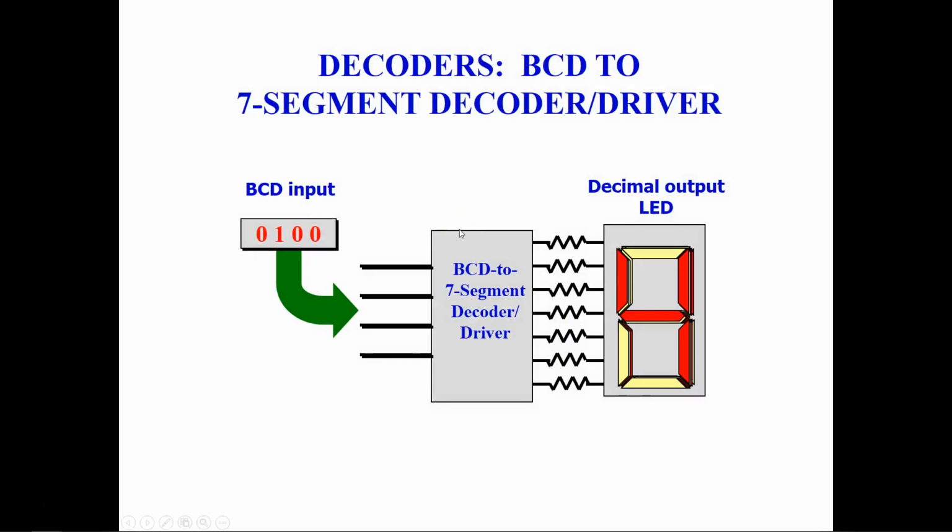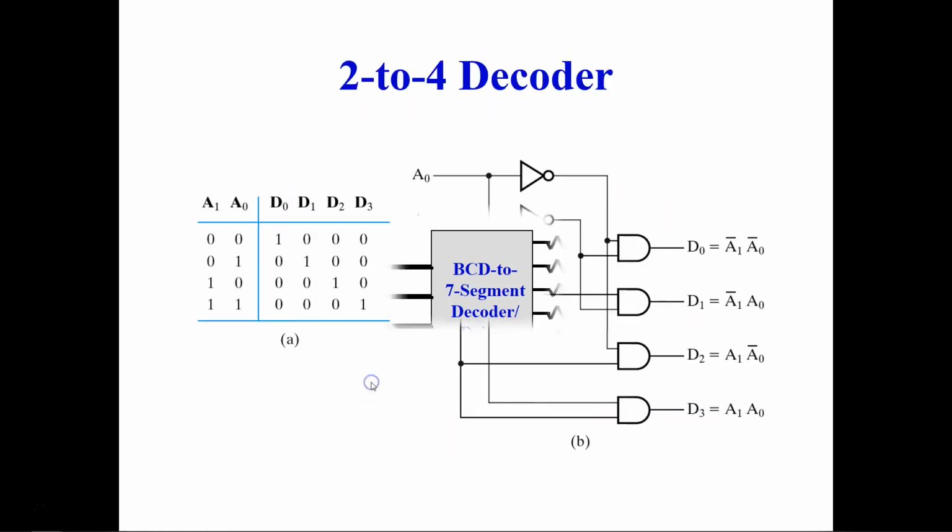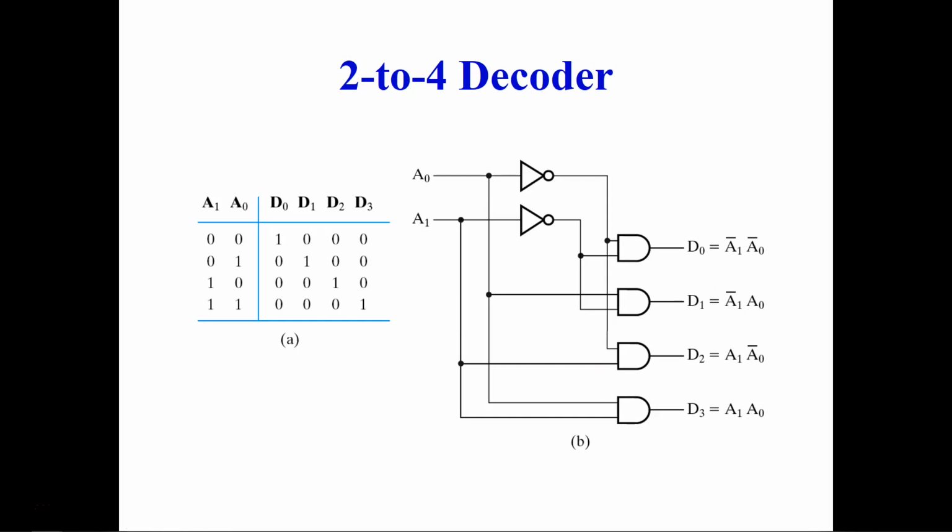Now next is an example of the decoder where the BCD input is connected to the decoder driver, and then further it is connected to the 7-segment display. You can see here right now the BCD input is 0100, which is 4 in decimal, and that's what is shown over here in the 7-segment display. So this is just an example of a decoder. Now we are going to see different types of decoder. Let's begin with the 2 to 4 line decoder.